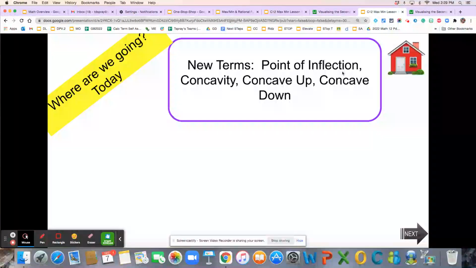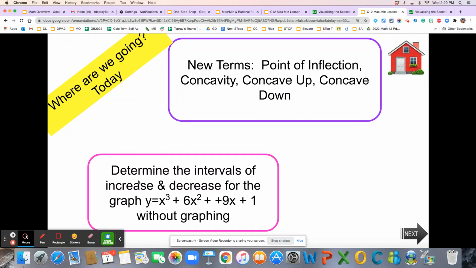Some of the new terminology you're going to want to be paying attention to today is the term point of inflection, concavity, concave up, concave down. And also, we're going to do a review of increase and decrease. And we're also going to try to see if we can find whether something's a relative min or max without actually graphing. See if you can do that.